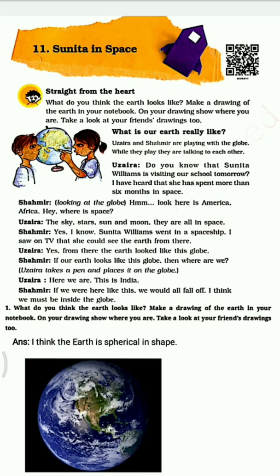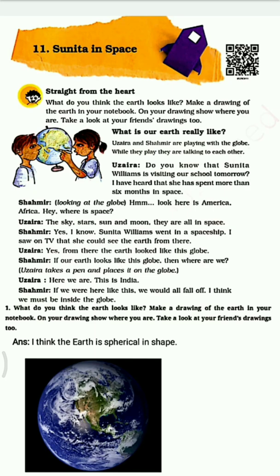Shahmir, looking at the globe: Look, here is America, Africa. Hey, where is space? Now, what is a globe? A globe is a model of the earth. In simple words, a globe is a ball-shaped object with a map of the world. We can see all the countries on this globe. Now he is asking where is space?